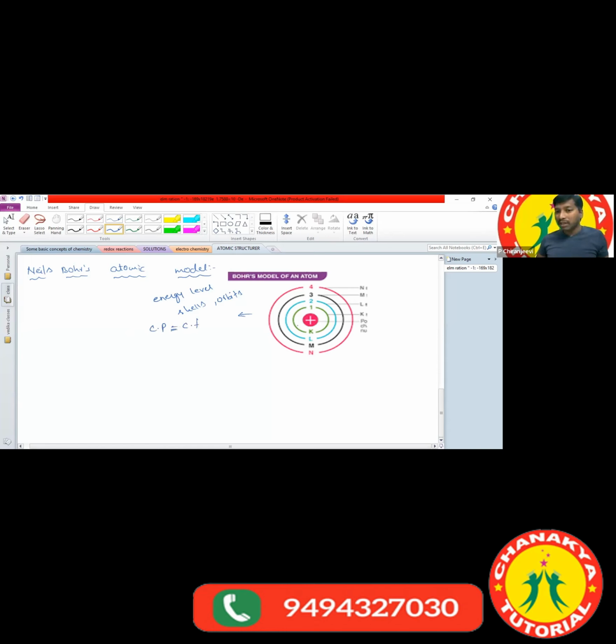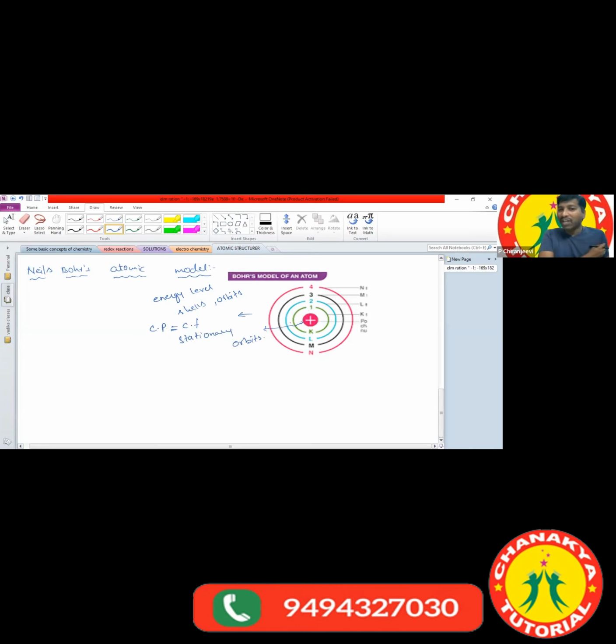What does centripetal mean here? The electron is attracted towards the nucleus, and at the same time it is attracted towards the outside also. When these two forces are the same, the electron neither loses nor gains energy. So that is why the electron is not losing energy, and all these orbits are called stationary orbits.